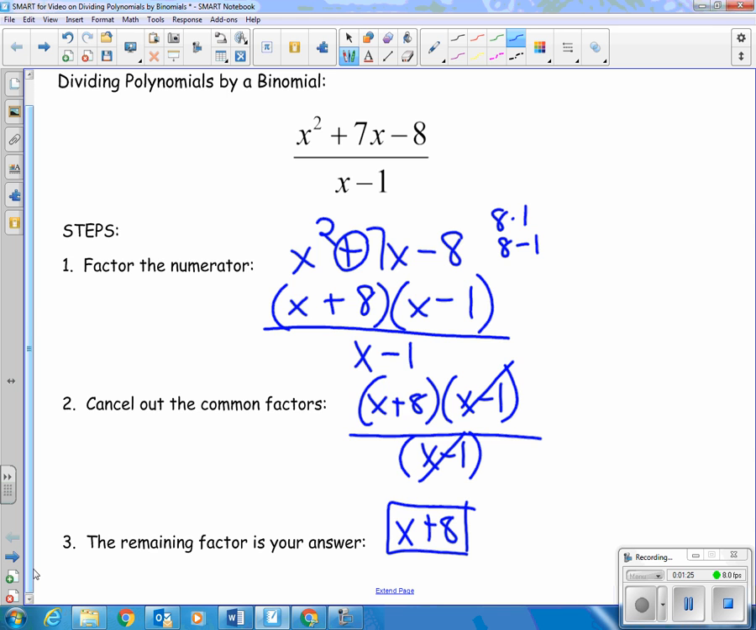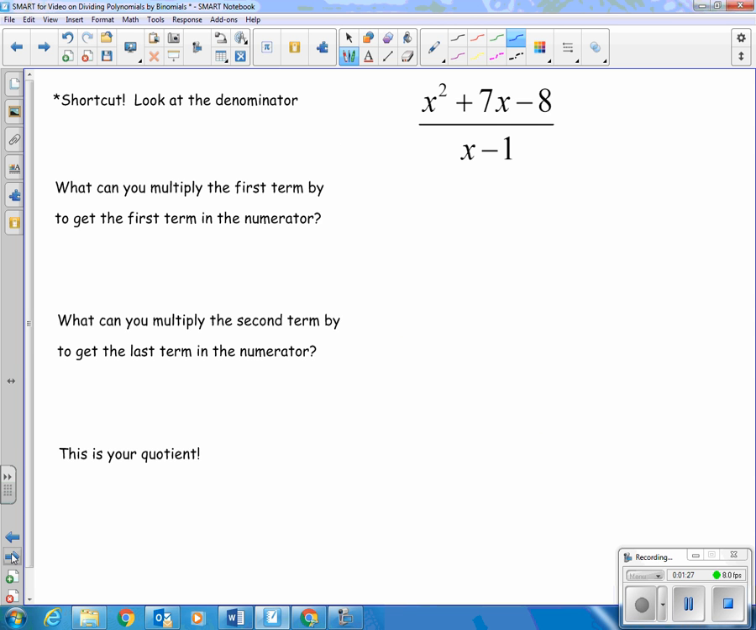And I'll also show you some other tricks. This is one of the tricks. This is a shortcut to do it. So we're going to again look at the denominator. And then we're going to ask ourselves, what can I multiply the first term by to get the first term in the numerator? All right, so I know I have x minus 1. This is my denominator. And I'm trying to multiply it by something to get me the x squared right here. Well, I know that x times x gives me x squared.